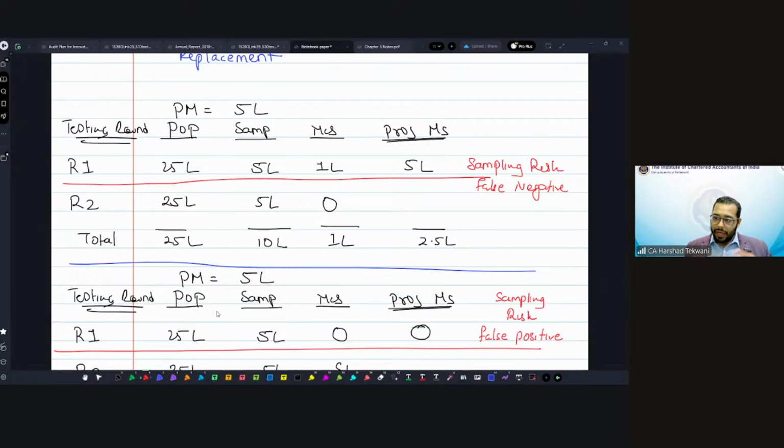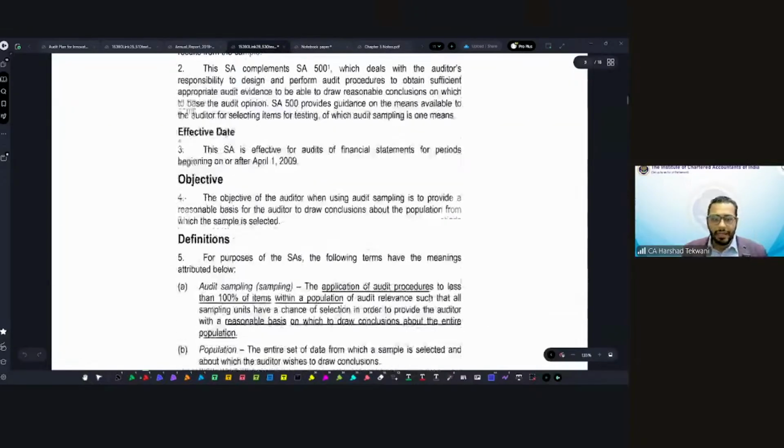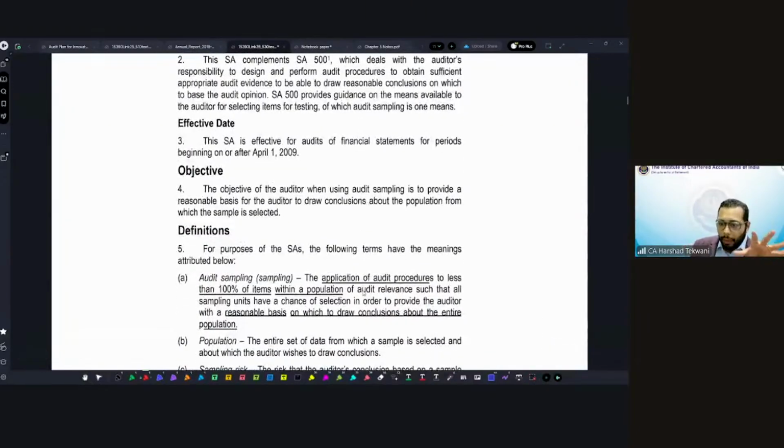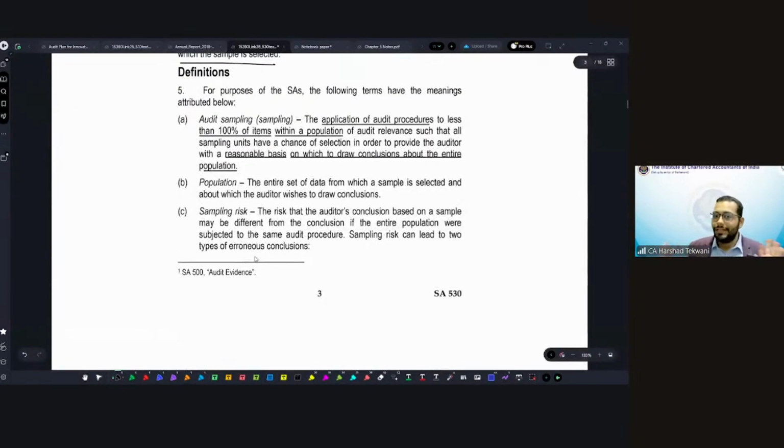Now let's go to the standard. We have discussed a lot of concepts, so let's see what the standard says, and whether it is on similar lines. Let's go to the standard and understand each and everything quickly. So the objective with respect to sampling is to draw conclusions about the population from which the sample is selected. So my objective is to draw a conclusion about the population, and for that I will use audit sampling.